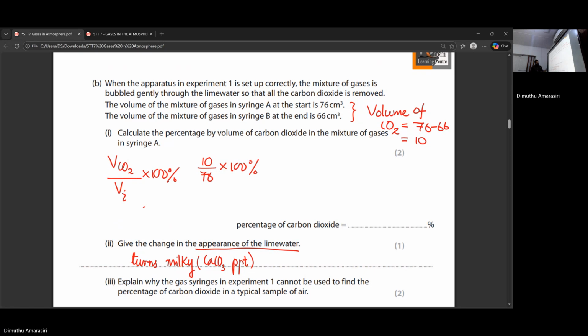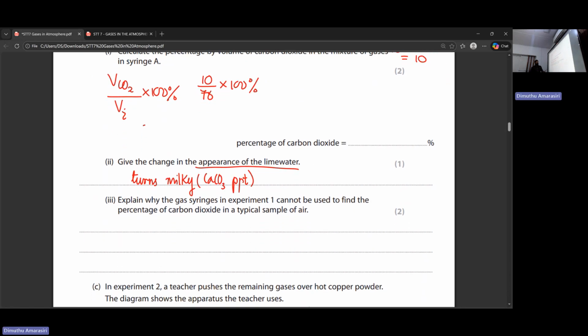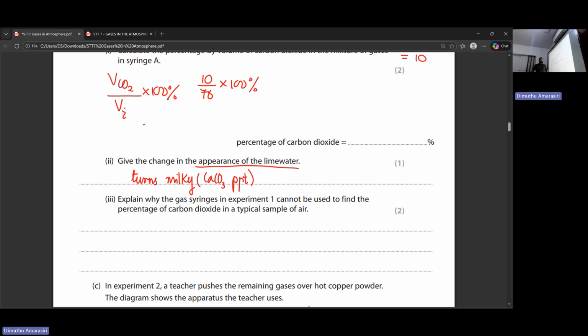Explain why the gas syringe in the experiment cannot be used to find the percentage of carbon dioxide in a typical sample of air.